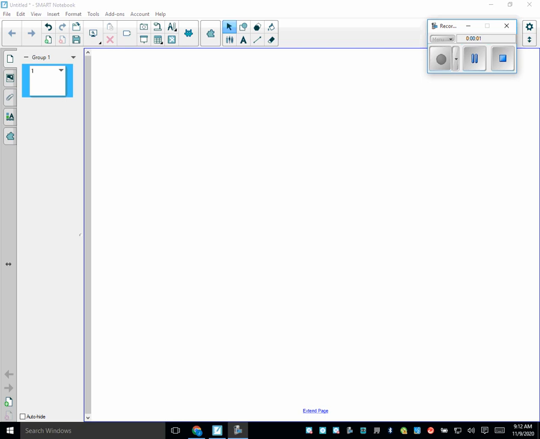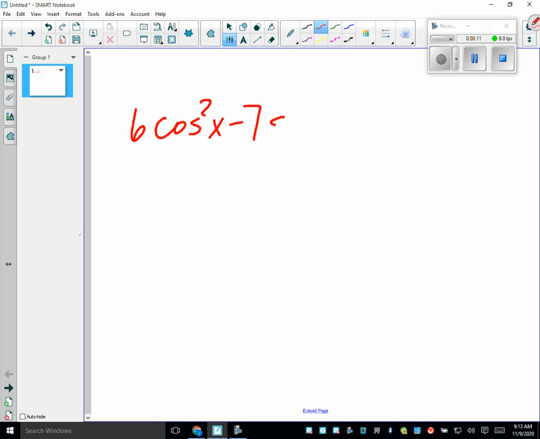All right, 6 cosine squared x minus 7 sine x minus 1 equals 0. When I have a problem like this, and by the way, I'm only looking at 0 to 2 pi. So you can be like that for all of them, you think? Yes. We're not going to have to worry about all that other stuff.